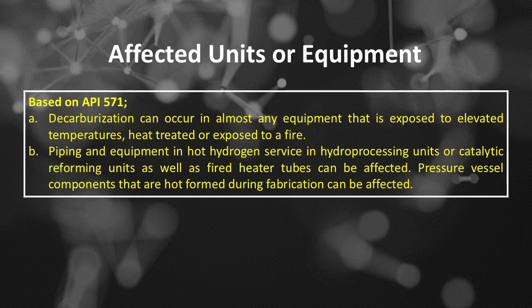Decarburization damage affected units or equipment based on API 571. Number A, decarburization can occur in almost any equipment that is exposed to elevated temperatures, heat-treated or exposed to a fire. And number B, piping and equipment in hot hydrogen service in hydroprocessing units or catalytic reforming units as well as fired heater tubes can be affected. Pressure vessel components that are hot formed during fabrication can be affected.